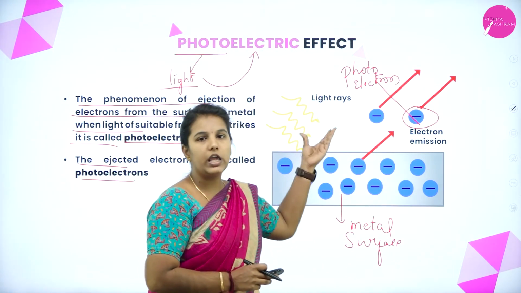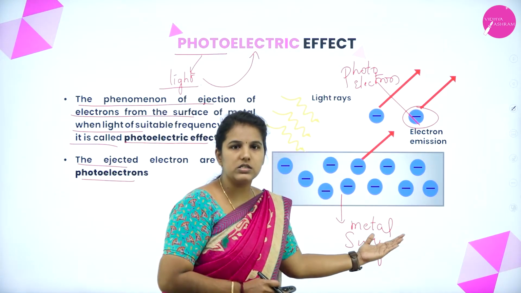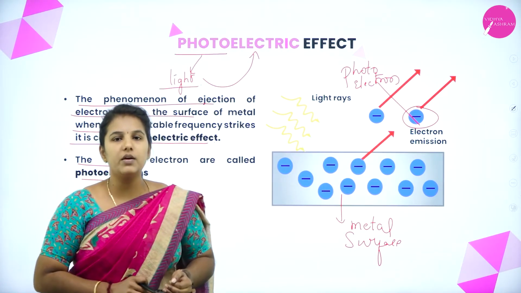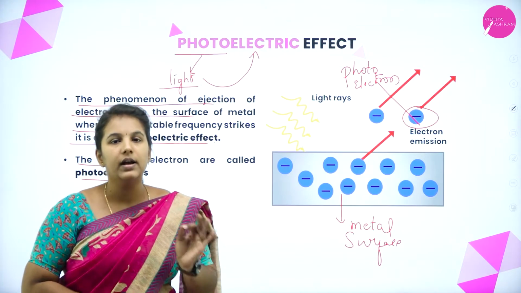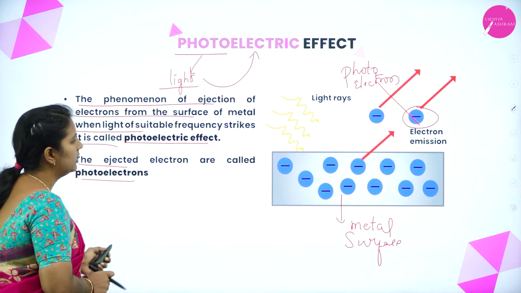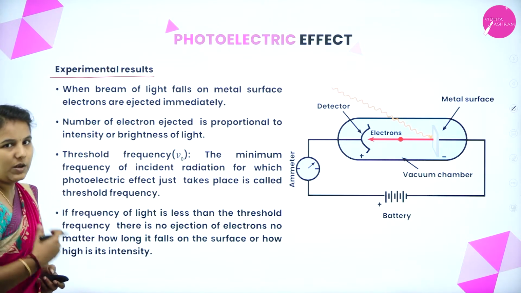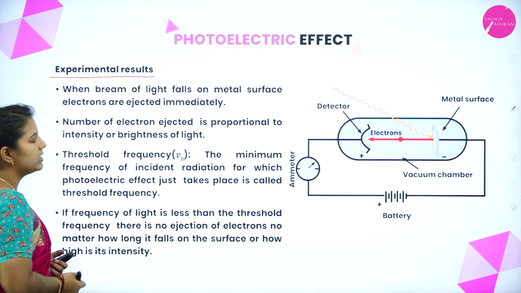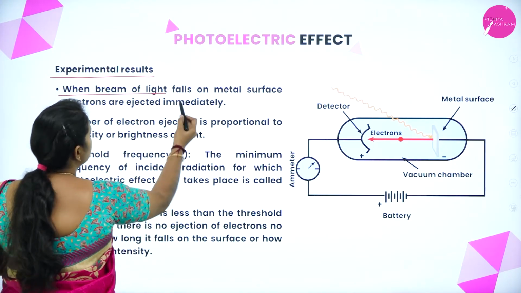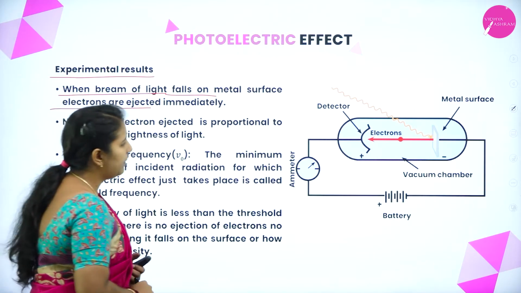What did he use? He used light of suitable frequency, allowed to strike the metal surface so that the electrons get ejected. So this phenomenon is known as the photoelectric effect, and the ejected electrons are known as photoelectrons. Now, experimental results were given using this photoelectric effect. When a beam of light falls on the metal surface, the electrons get ejected immediately.